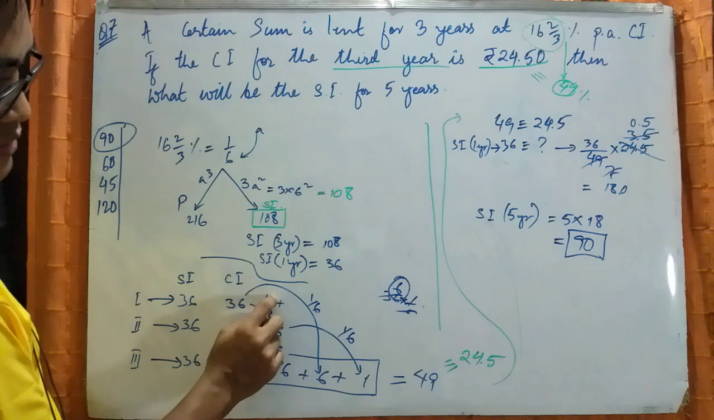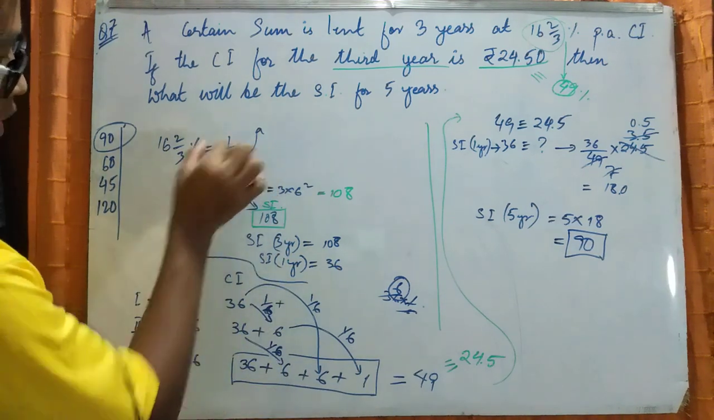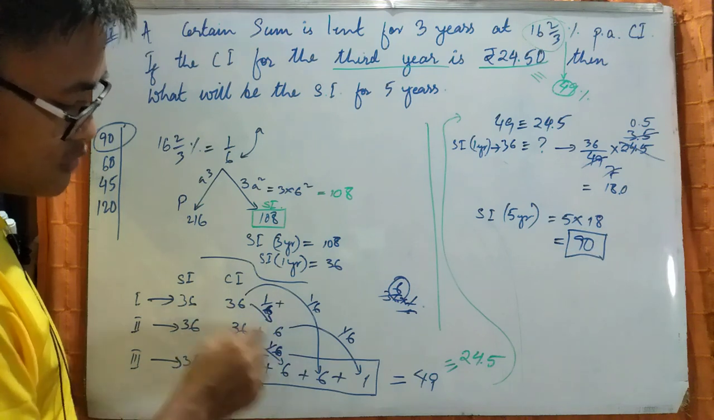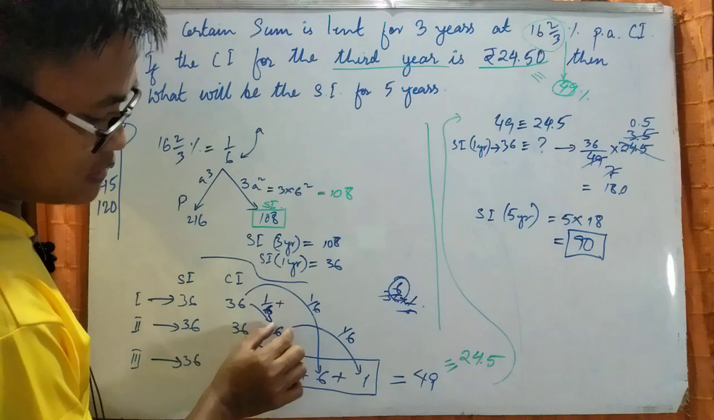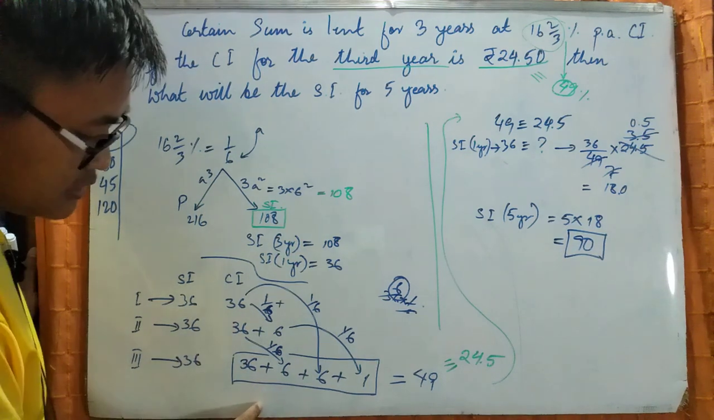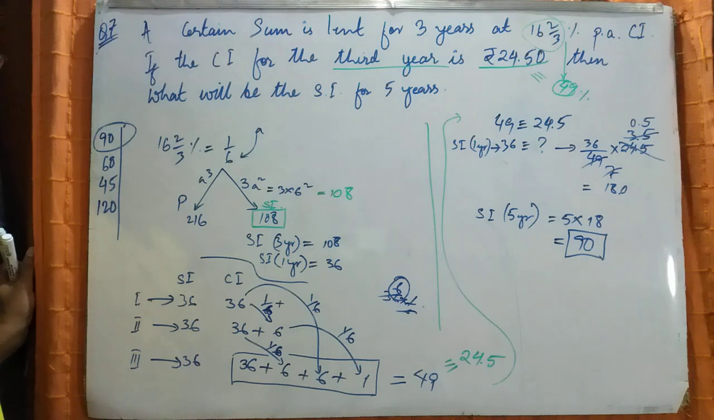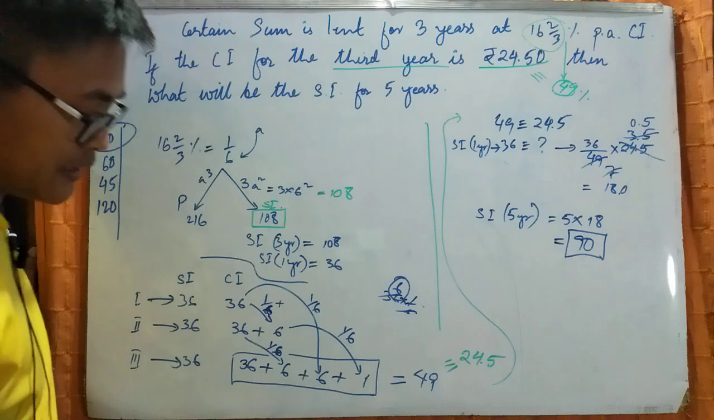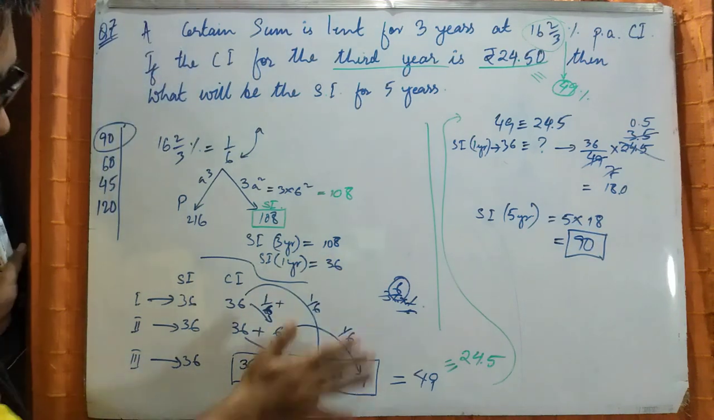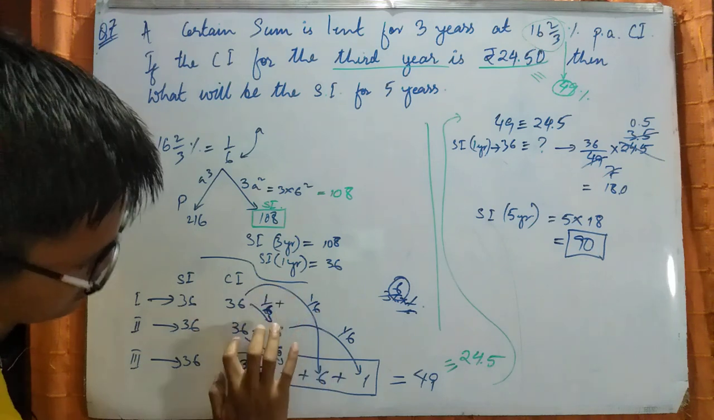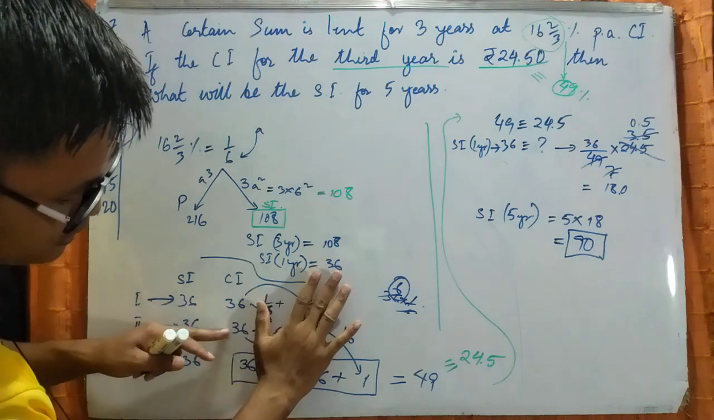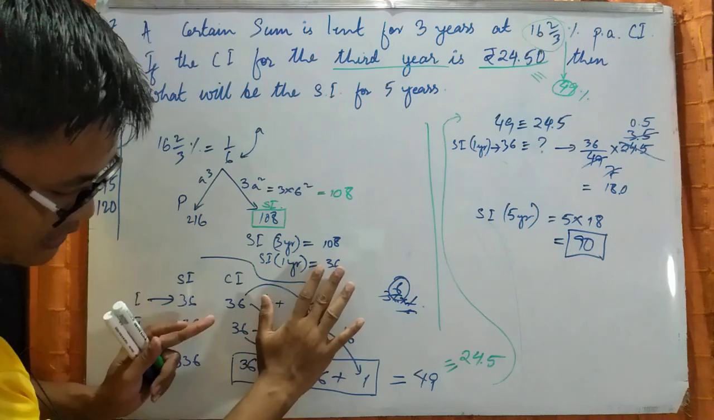Using it as a fraction makes the calculation easier. 1 by 6 of 36 is 6, so 6 is the increment. For the third year, the simple interest is 36, and the compound interest is 36 plus increments. You may ask why 36 is always in the beginning: because it should be compound interest. It is given like this: 36 in the first year, 36 in the second year, 36 in the third year if it is simple interest.